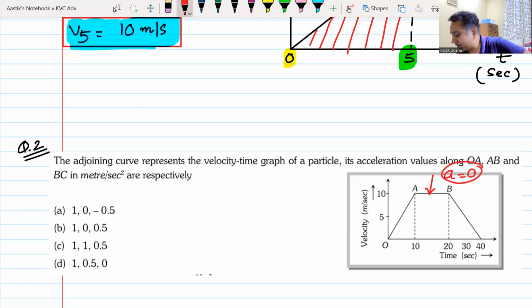Yes, Kaushik. Now you are correct. So from A to B, acceleration is zero. So this option is ruled out.